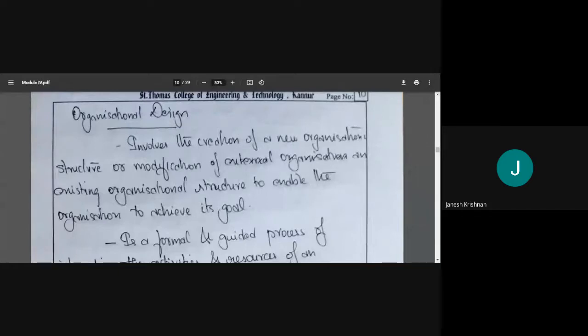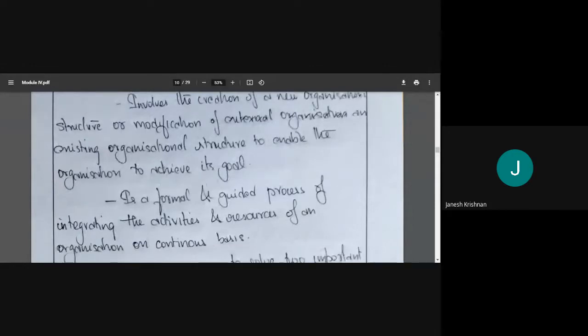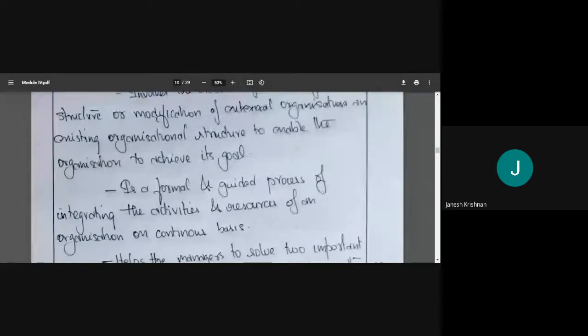Right? Then it's a formal and guided process of integrating the activities and resources of an organization on a continuous basis. Okay? The formal process. It's not informal. It's not like, yeah, come on, you help us. Okay? Suppose you are having a party in your home, and by chance you see one of your friends. You say, come on, man, we are having a party, come join us. It's not like that. That's informal.